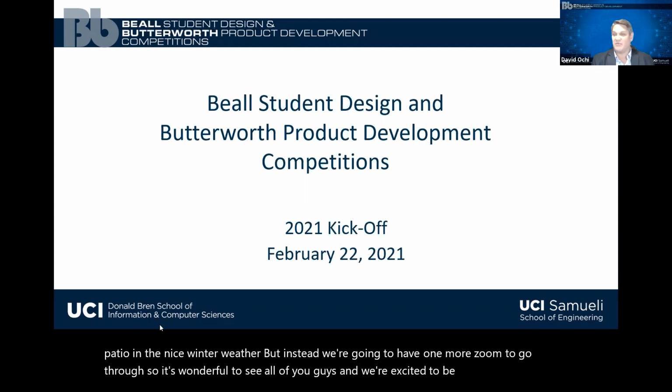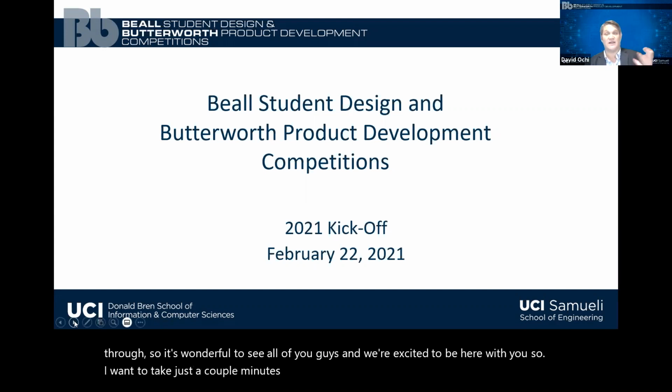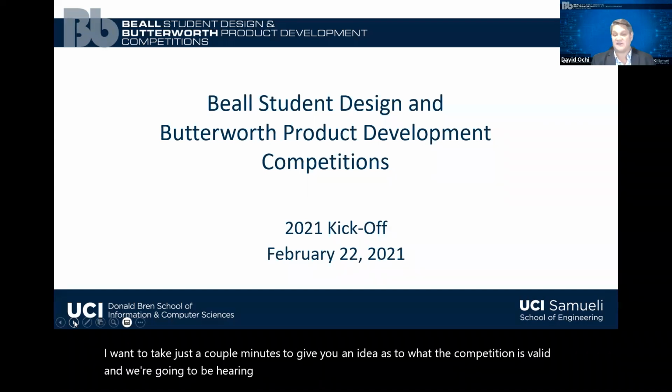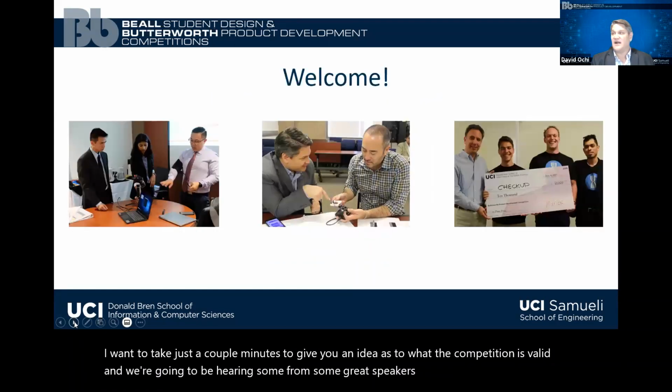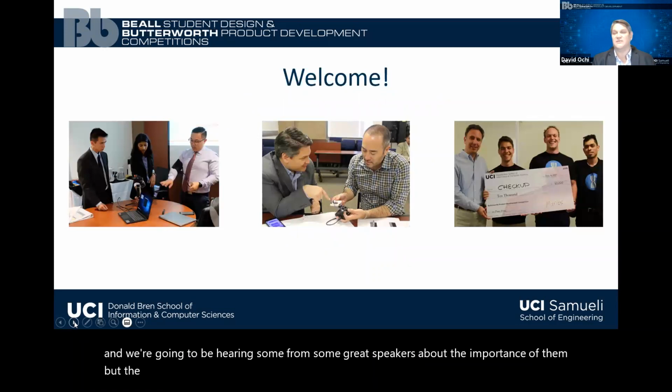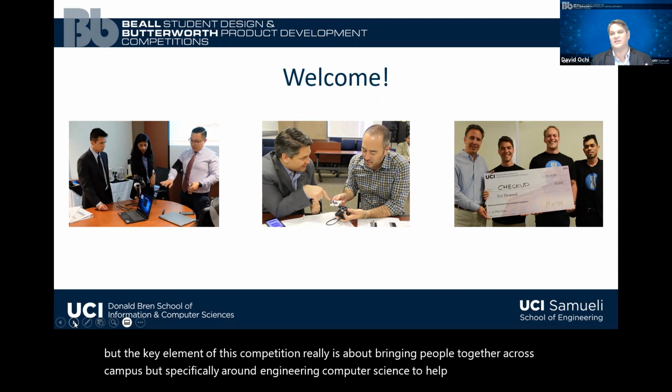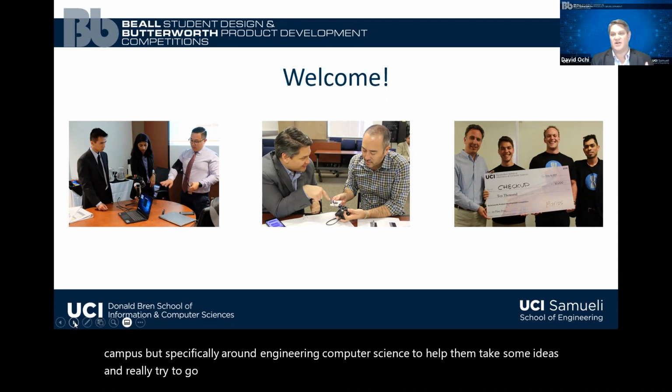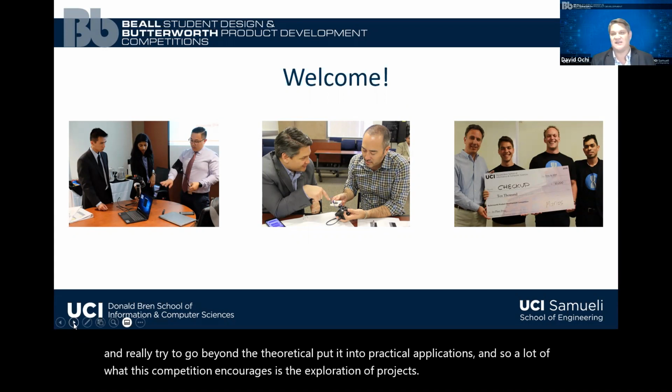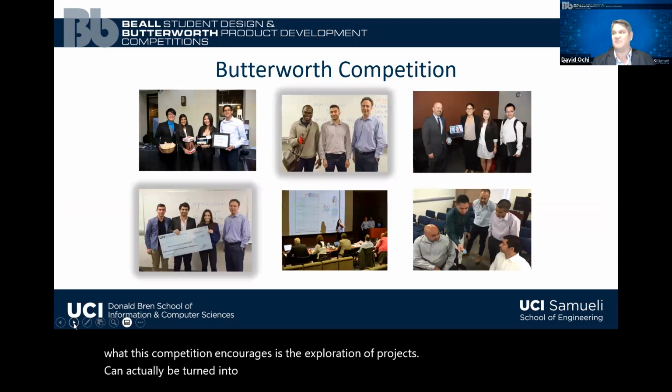So I want to take just a couple minutes to give you an idea as to what the competition's about, and we're going to end up hearing from some great speakers about the importance of them. But the key element of this competition really is about bringing people together across campus, but specifically around engineering and computer science, to help them take some ideas and really try to go beyond the theoretical, put it into practical application. And so a lot of what this competition encourages is the exploration of projects that can actually be turned into products and focusing on those design elements that might be valuable.